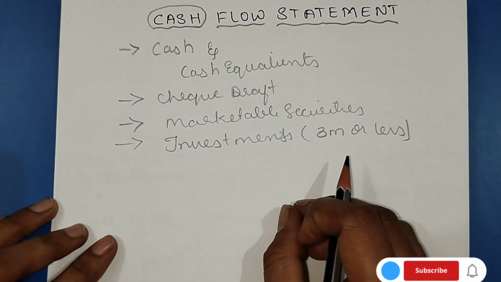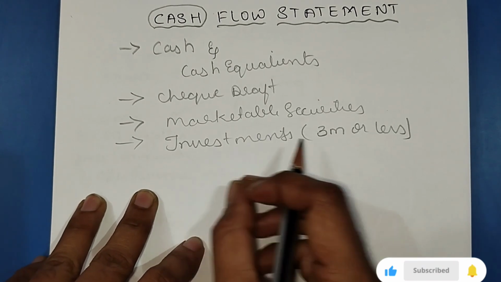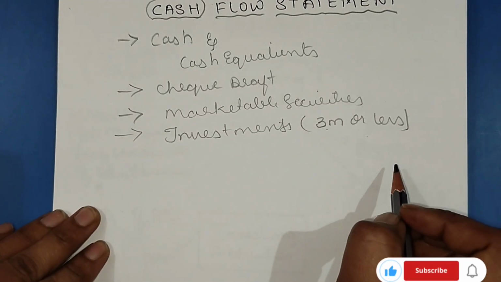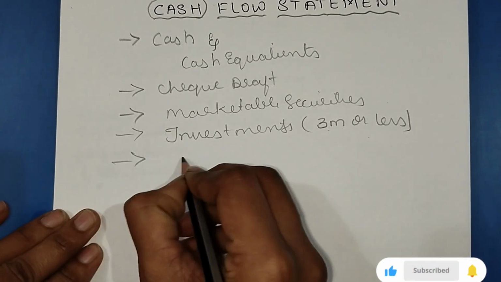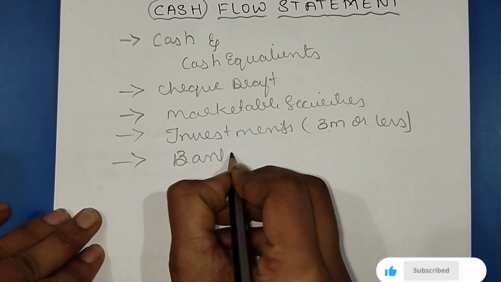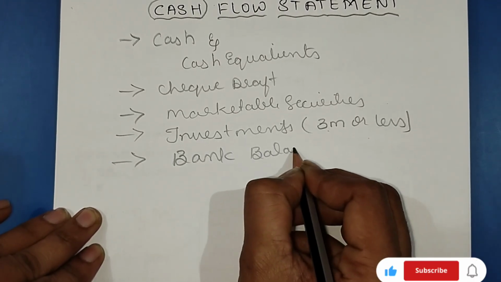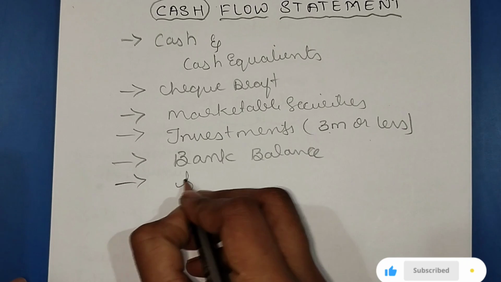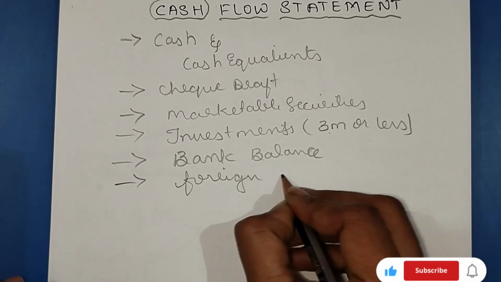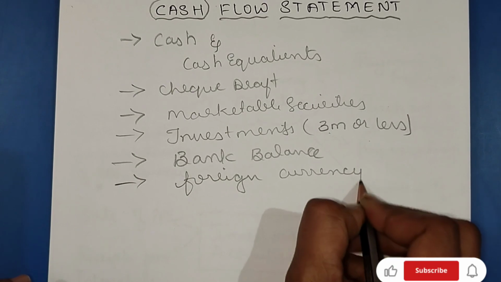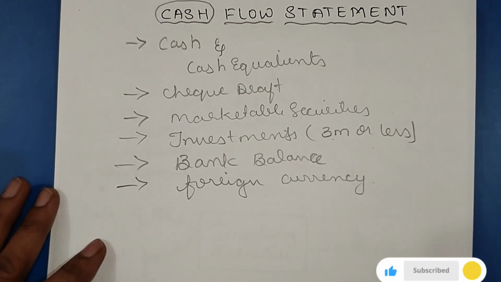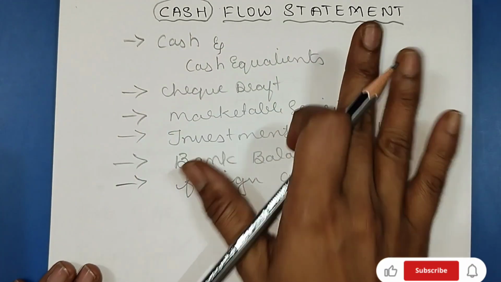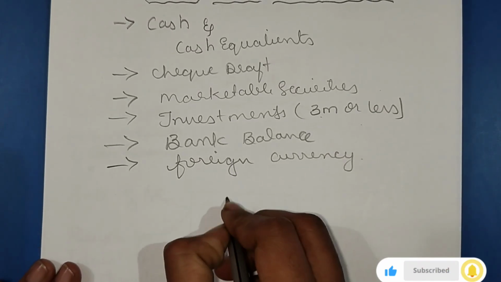Normally, investments will be long term, but only the short term investments that get matured within 3 months or less than 3 months, only those investments will be considered. And mainly, the bank balance is also considered as cash under the cash flow statement. And the last one is foreign currency. All these items we are considering as cash and cash equivalents while preparing the cash flow statement.